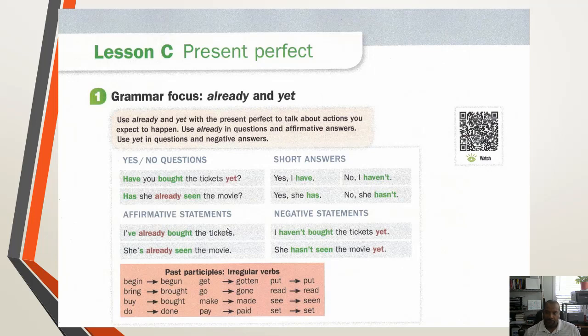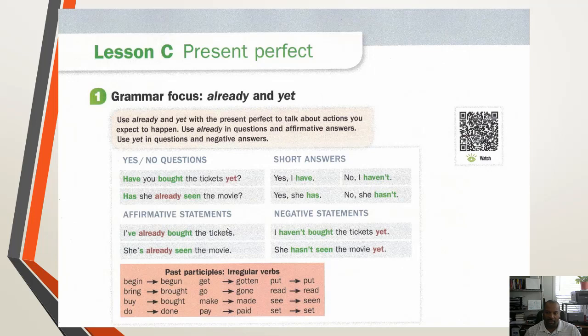Here's the yes or no question: Have you bought tickets yet? Short answer, yes, I have. Negative short answer is no, I haven't. Question: Has she already seen the movie? Short answer is yes, she has. Negative answer is no, she hasn't.